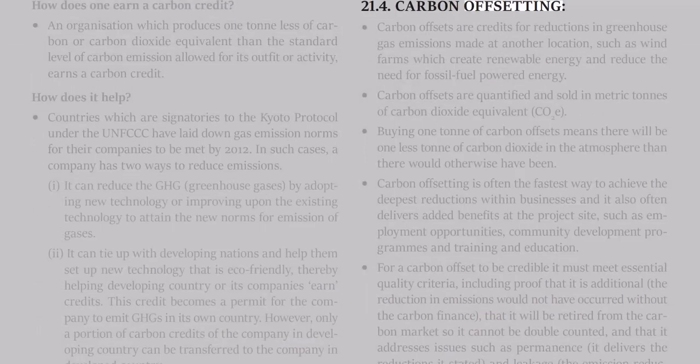21.4. Carbon offsetting. Carbon offsets are credits for reductions in greenhouse gas emissions made at another location, such as wind farms, which create renewable energy and reduce the need for fossil fuel-powered energy. Carbon offsets are quantified and sold in metric tons of carbon dioxide equivalent, CO2e. Buying 1 ton of carbon offsets means there will be 1 less ton of carbon dioxide in the atmosphere than there would otherwise have been.